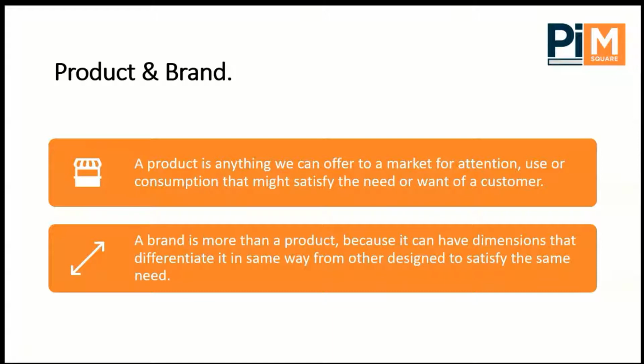So a product is anything we can offer to a market for attention, use or consumption that might satisfy the need or want of a customer. Cereal, tennis racket or automobile, or a service such as an airline, bank, insurance company, retail outlet like a department store, specialty store or supermarket, or a person such as political figures, entertainers or professional athletes, or an organization such as non-profit, trade organization or arts groups. A place maybe like a city or state or country, or even an idea like a political or social cause.